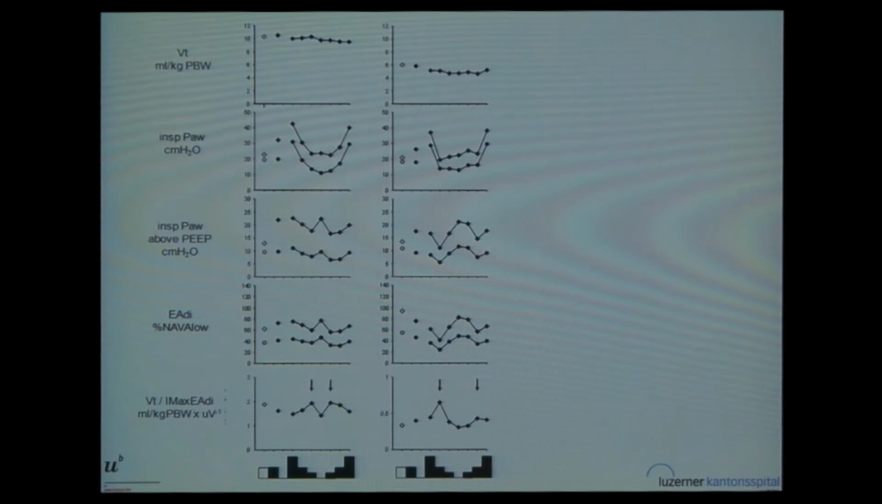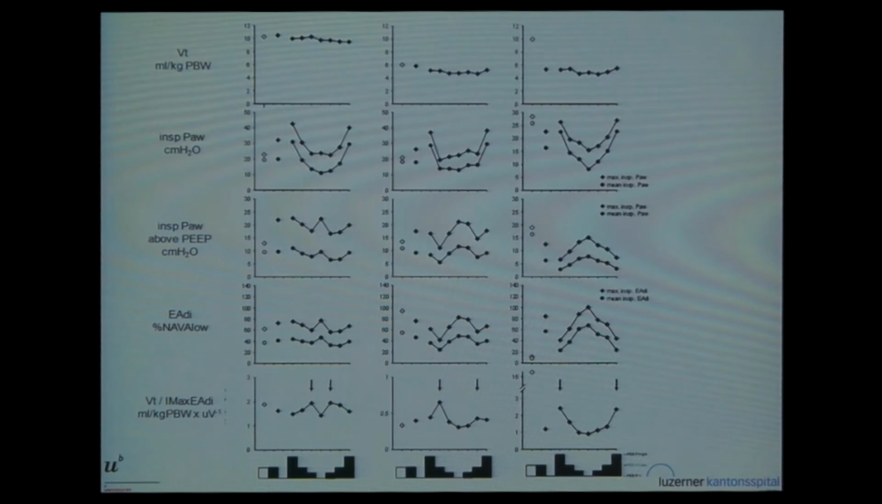Whereas this patient here behaved differently. He was most efficient in his breathing at the baseline level of PEEP, so the intermediate level. And the third patient shown here was most efficient in his breathing with the highest level of PEEP. That's all what the patient did by himself. We did not influence in any way what the patient did.